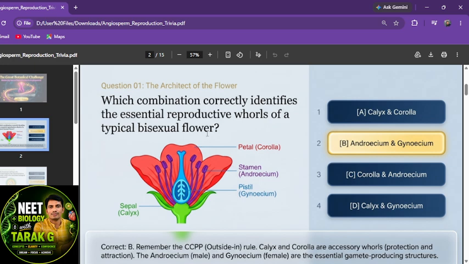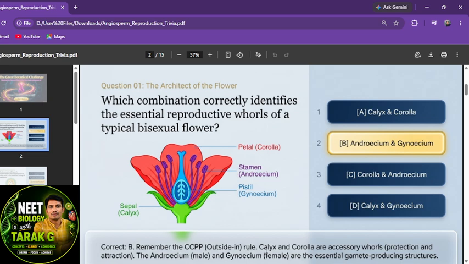typical bisexual flower? We know that a flower has four whorls. The outermost one is the calyx, the colored one is the corolla. Next one is the stamen and pistil, right? So here they ask which combination correctly identifies the essential parts. Essential means which are involved in the reproduction, right?